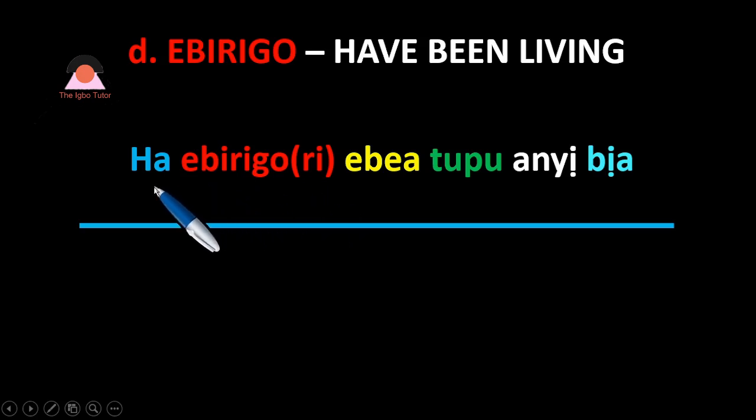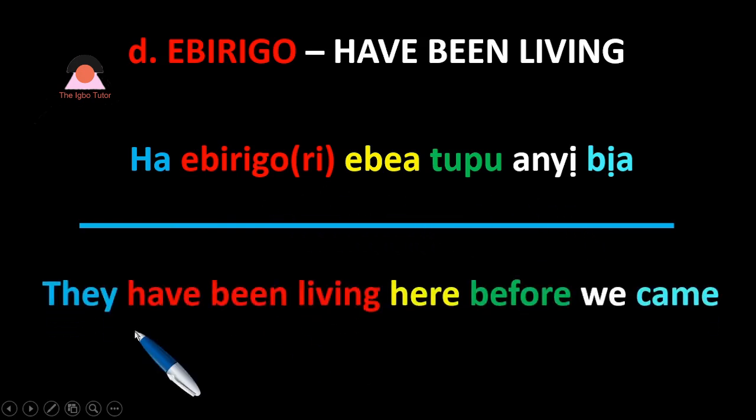So in this case, we have ha ebirigo or ha ebirigori eba tupu anyị bịa, which means they have been living. Of course, that is ha ebirigori. They have been living here before we came. Ha ebirigori eba tupu anyị bịa.